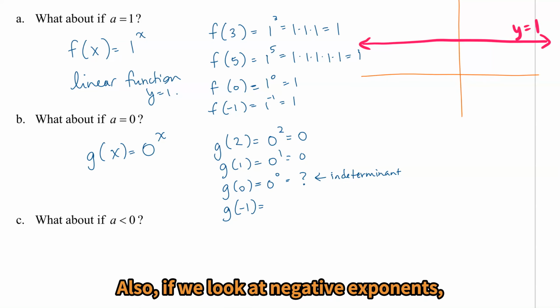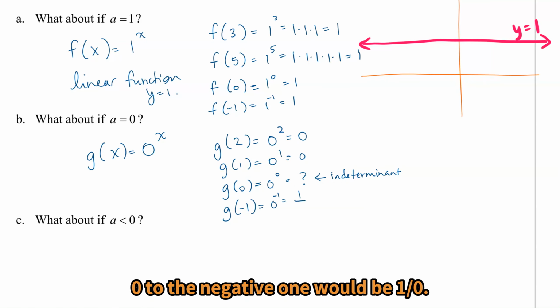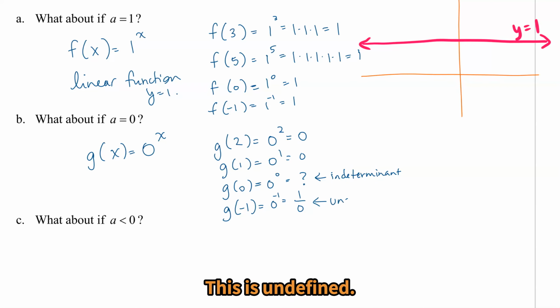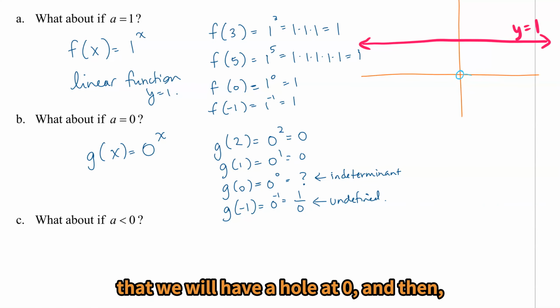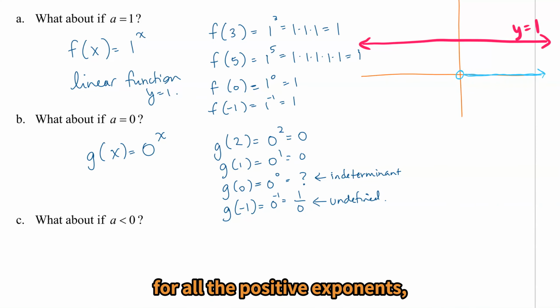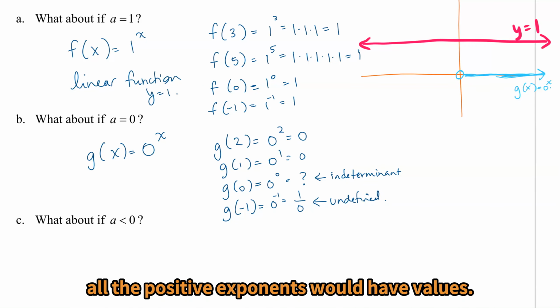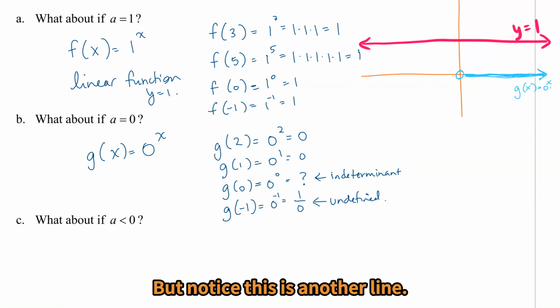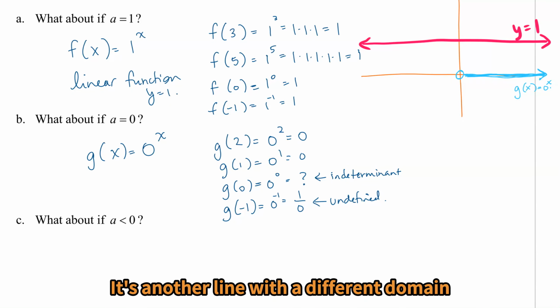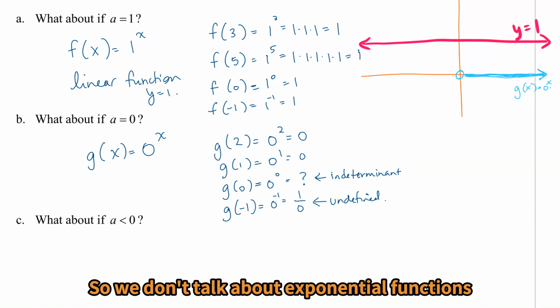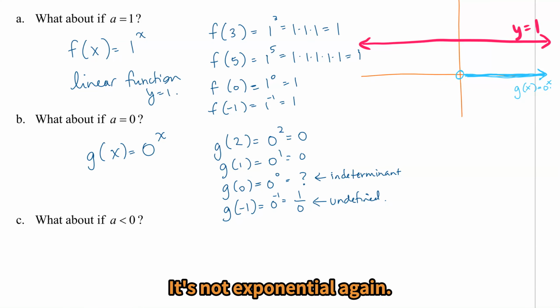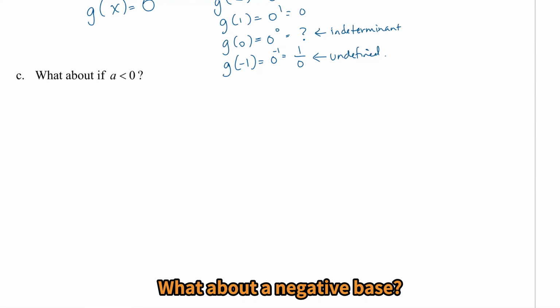Also, if we look at negative exponents, 0 to the negative 1 would be 1 over 0. This is undefined. So we have this odd situation for 0 to the power x that we'll have a hole at 0. And then for all the positive exponents would have values. But notice this is another line. It's another line with a different domain and range than what we've just seen. So we don't talk about exponential functions with a base of 0. It's not exponential again.